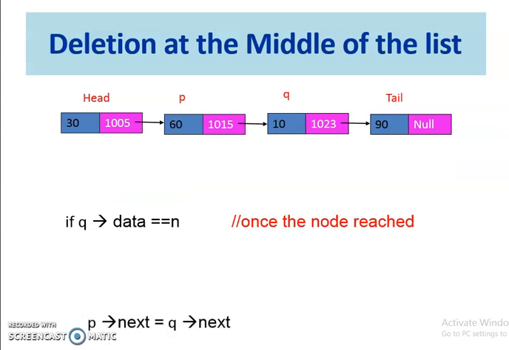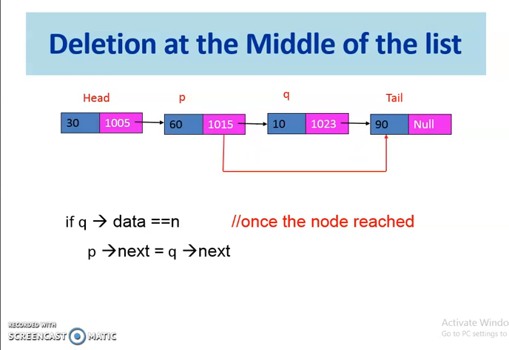Once the node is reached, we have to set the link field of P to point to the link of Q. That is done by P.next is equal to Q.next. Now the link between P and Q disappears. That's how the node 10 gets deleted from the list.